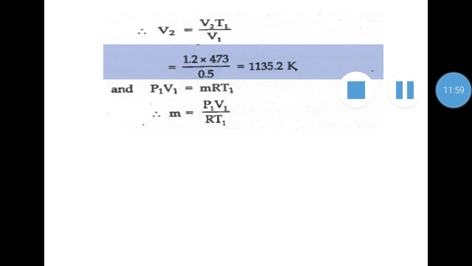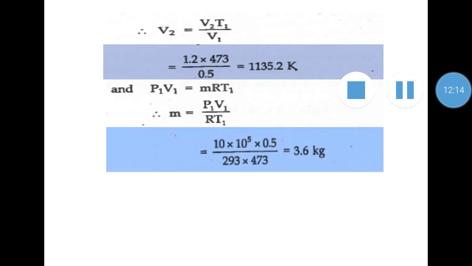Next, we know that P1 V1 is equal to mRT1. From this equation we have to calculate the mass of the gas, m. Solving for m, we get P1 V1 divided by RT1. Filling in the values, P1 is 10 into 10 raised to 5, V1 is 0.5, R is 293 and T1 is 473. Solving this, we get the mass of the gas as 3.6 kg.